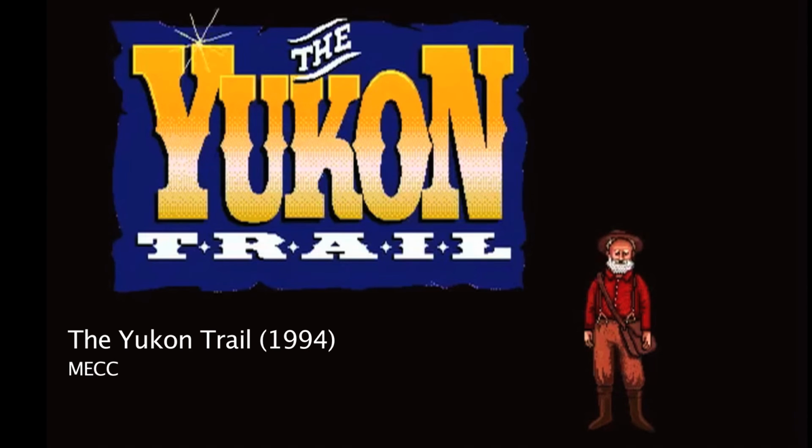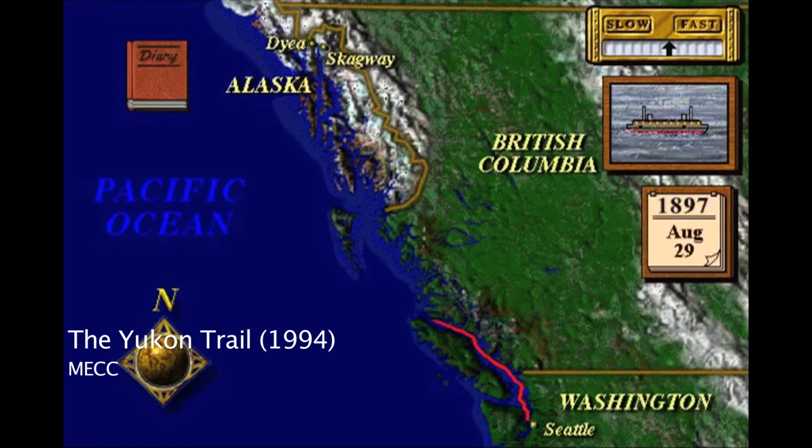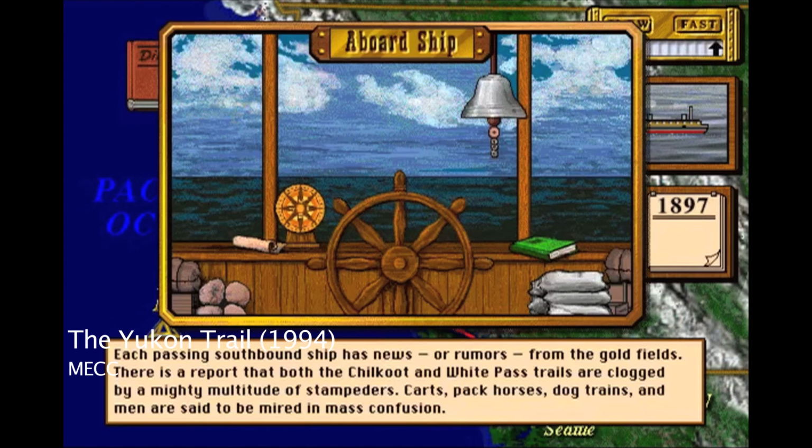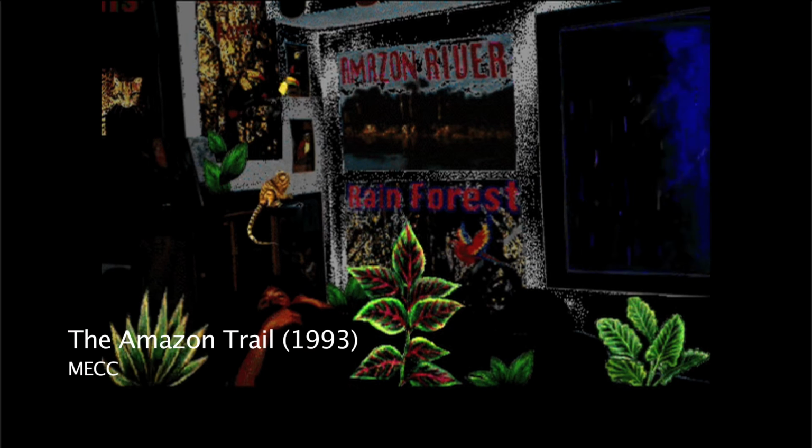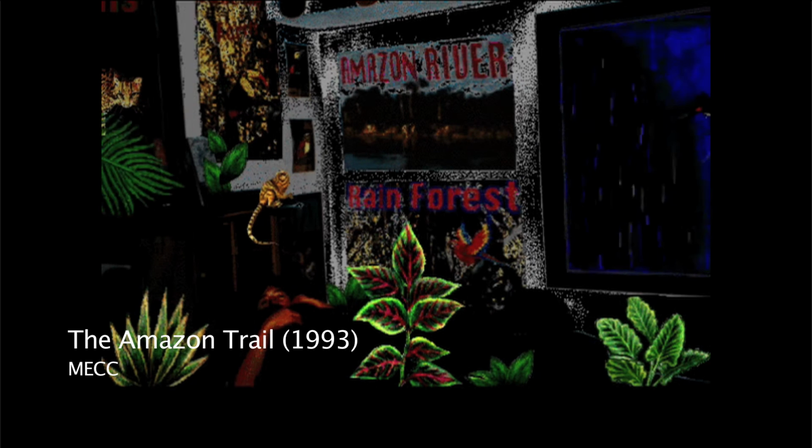This here's the Yukon Trail, an exciting new product from MECC. There were several remakes and spin-offs in addition to these. The Yukon Trail simulates the Alaskan gold rush of 1897, and the Amazon Trail simulates heading up the Amazon River in search of the lost Inca village of Vilcabamba.